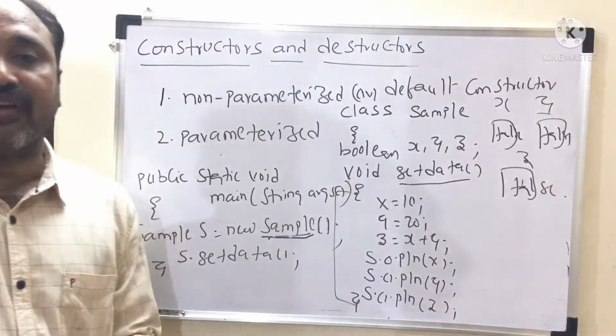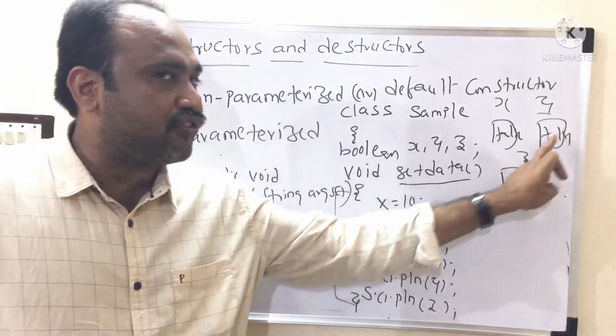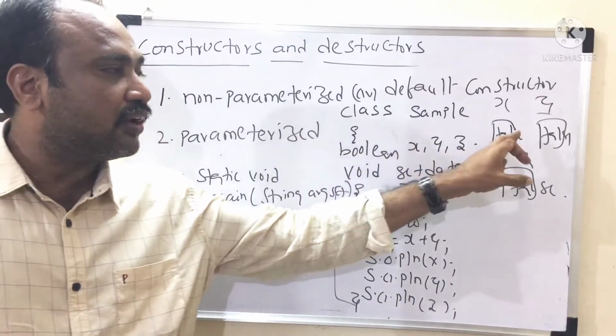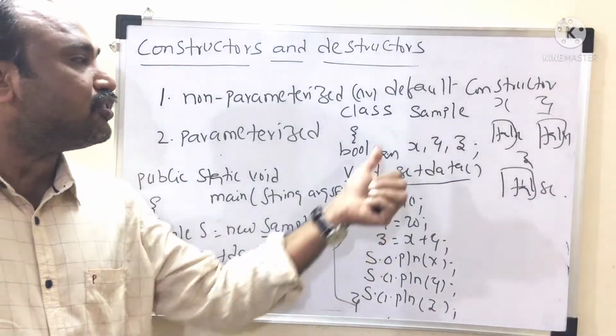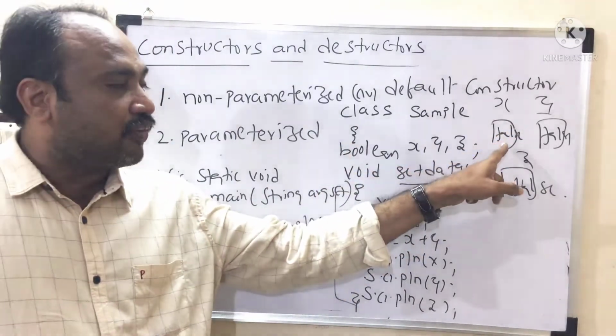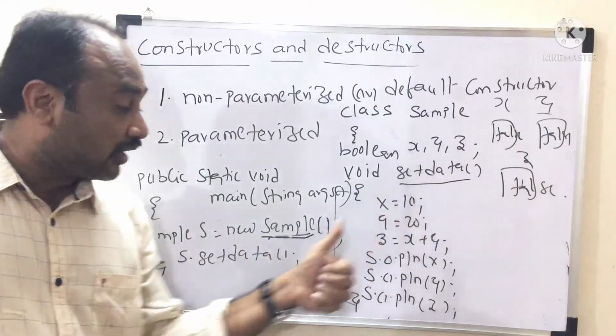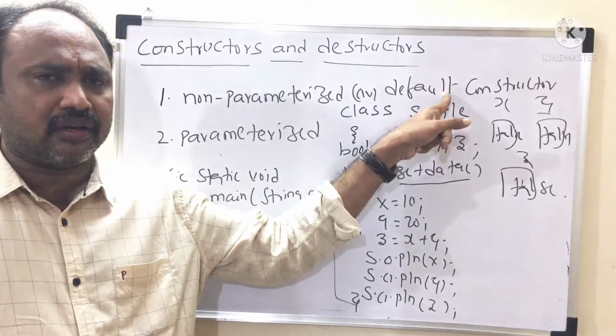It will initialize values. If they are integers, initialize with zeros. If they are float values, initialize with 0.0. If they are string values, initialized with null. If they are boolean values, they are initialized with false. That is the purpose of the default constructor.